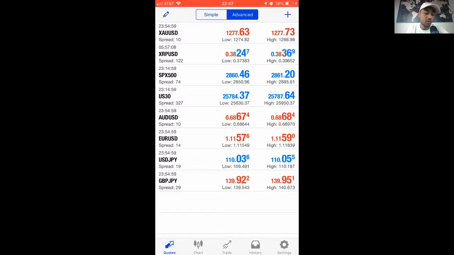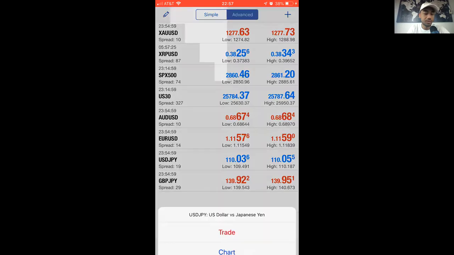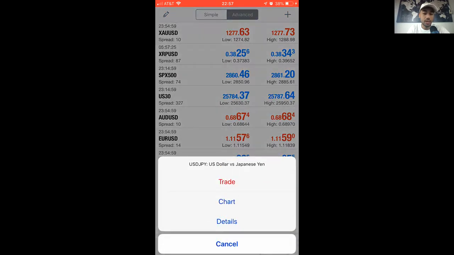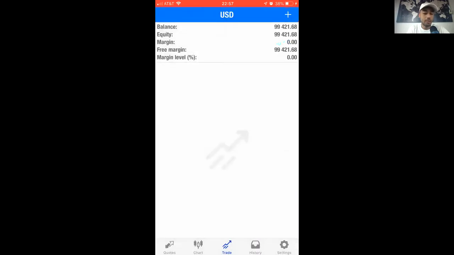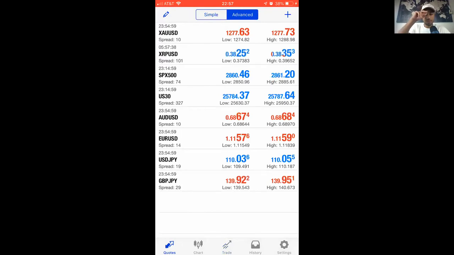All right, so now we have our phone, and you see where it says USD JPY, where it says 110.036. You see how it's 110.036 as opposed to 1.1156576. So it's a little different, right? So you see how you can click right here. You go to where it says trade, and then you click where it says sell by market, right? Market's closed, so I can't really do anything right now, but we're going to go ahead and just write down that number, 110.036.